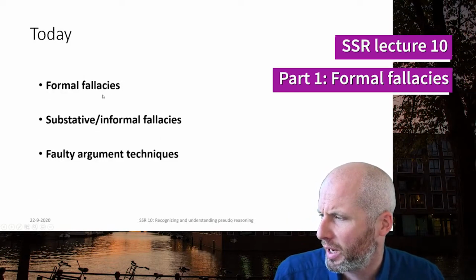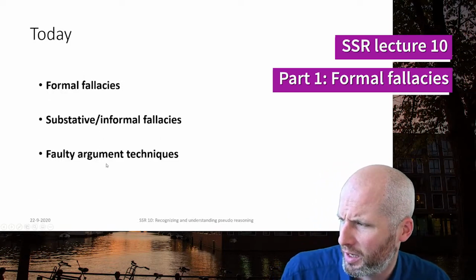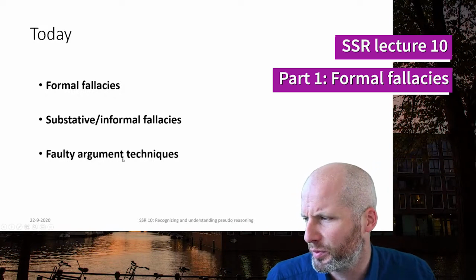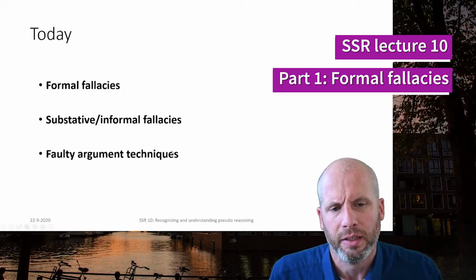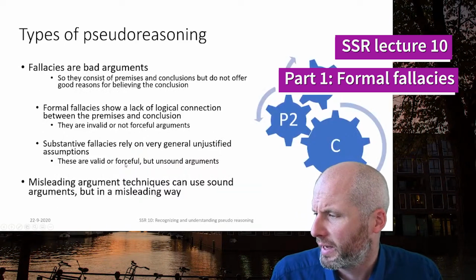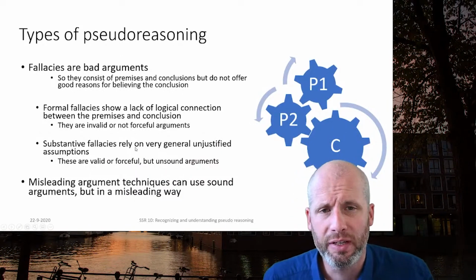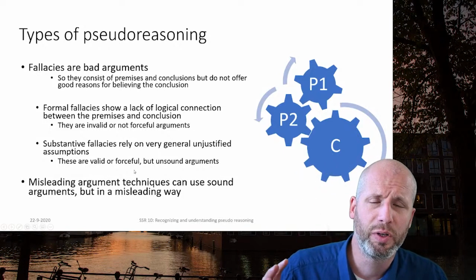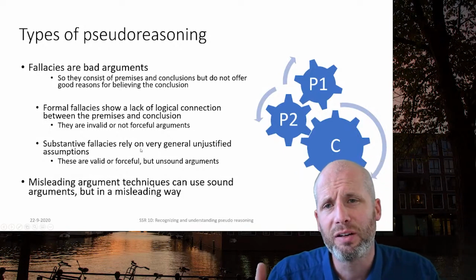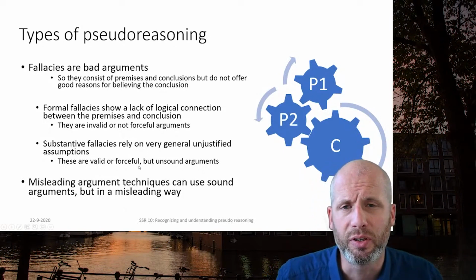And we're going to talk about two types of fallacies and about different types of faulty argument techniques. The difference between the two is important because, well, basically there's two types of fallacies. There's formal fallacies, by which we mean that there's a lack of proper connection between the premises and the conclusion.